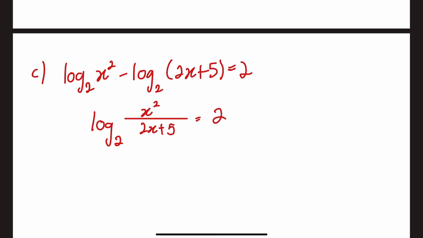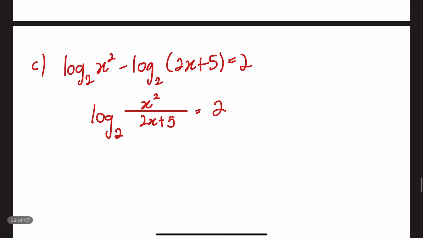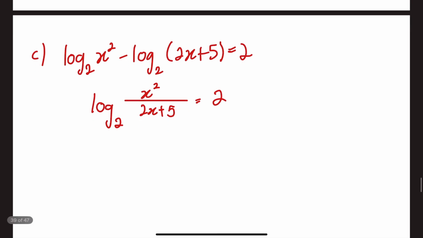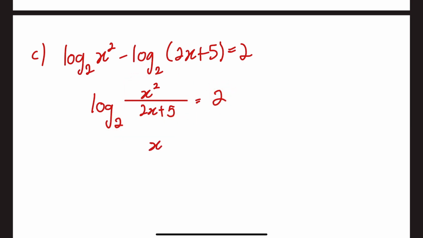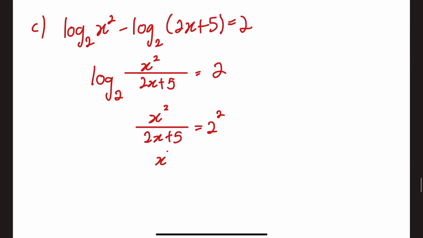Okay, and therefore we can further simplify this. Convert this to exponential form. How to convert to exponential form? My base 2 must have a power of 2. So this means that x squared over 2x plus 5 is equal to 2 squared. So therefore x squared over 2x plus 5 is equal to 4.